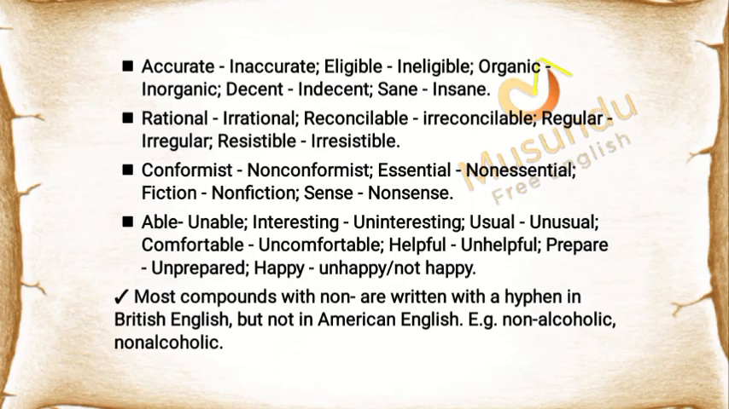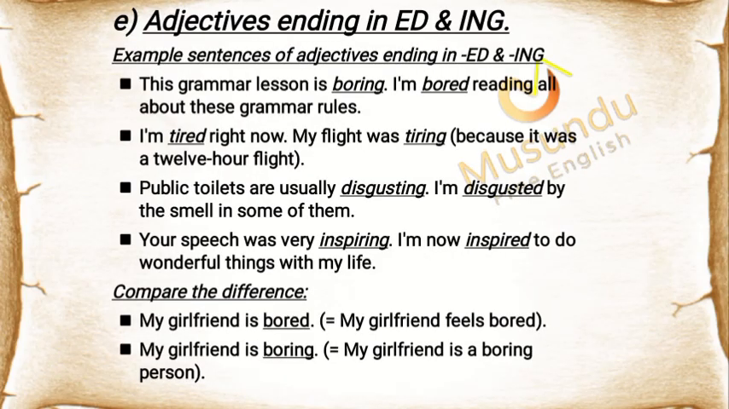Most compounds with non are written with a hyphen in British English, but not in American English, e.g., non-alcoholic. Adjectives ending in -ed and -ing. Example sentences of adjectives ending in -ed and -ing.